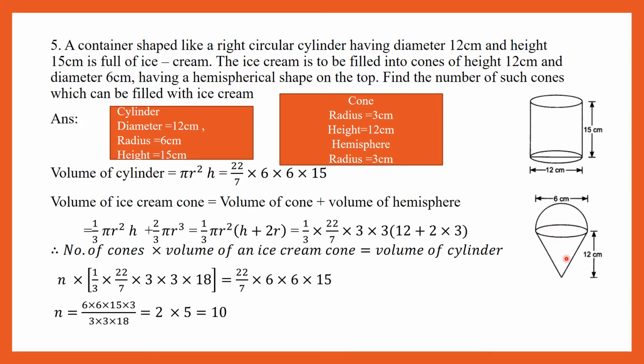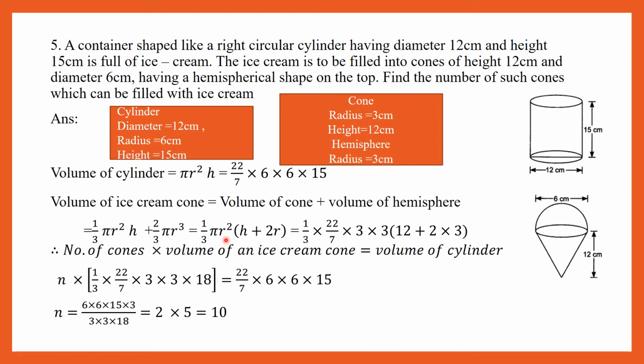Here, the solid is in the shape of a cone with a hemispherical top. So, we have to see the cone is of radius 3 cm and height 12 cm, and the hemisphere also has radius equal to 3 cm. So, volume of ice cream in the cone will be volume of cone plus volume of hemisphere, which is equal to 1 by 3 pi r square h plus 2 by 3 pi r cube. Taking 1 by 3 pi r square common, we have 1 by 3 pi r square into h plus 2r.